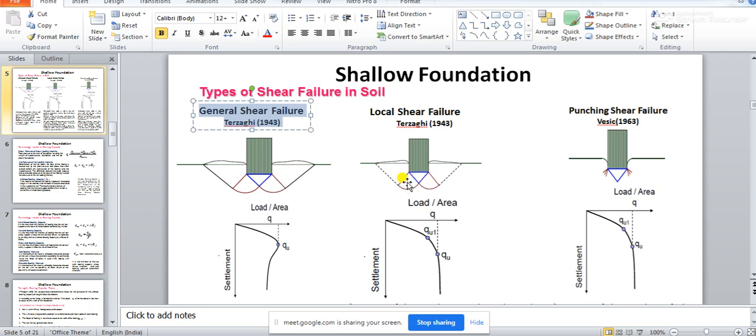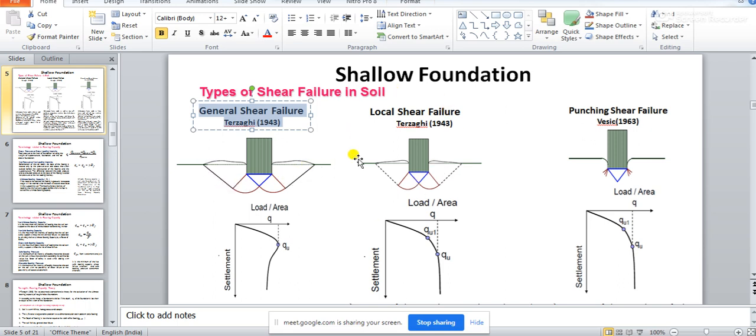Oh, there is another zone. You see, this zone is also present over here. This zone is also present over here. However, you see, the prominence of this zone and this zone is not there. So you see, in case of general shear failure, this is prominent, this is prominent. So you can see the prominent failure surfaces like this in case of general shear failure.